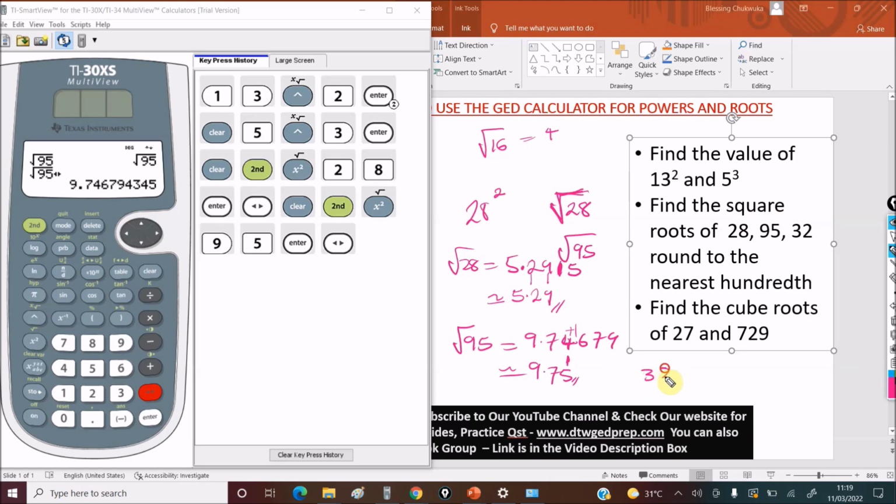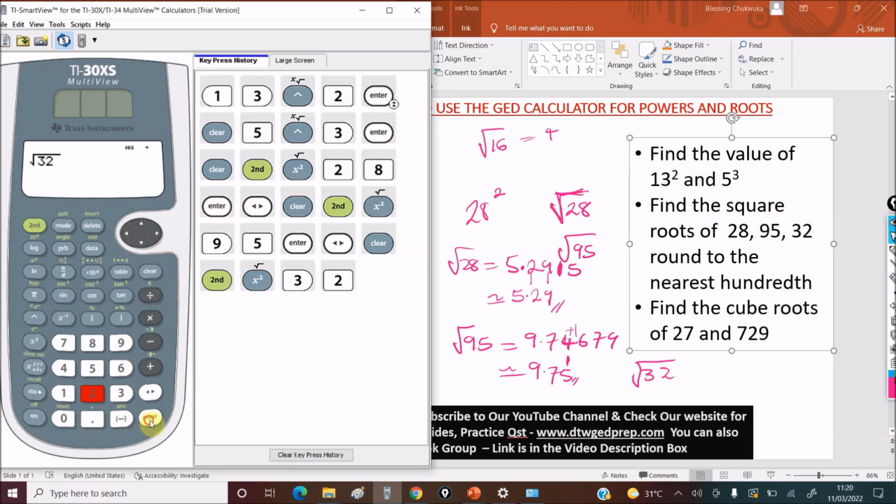Let's do the final one, the square root of 32. So we come, clear, second function, remember square root, 32, okay, and enter. It gives us an irrational number. We toggle to get our decimal number system. So that would give us, let me go back to my pen so I can write here, 5.65685. So let's round to the nearest 100.